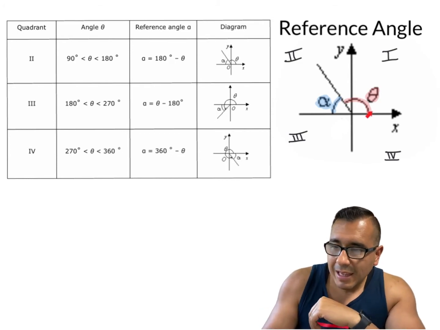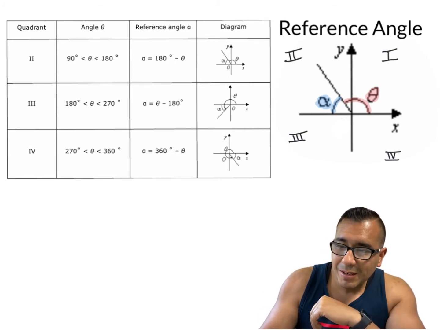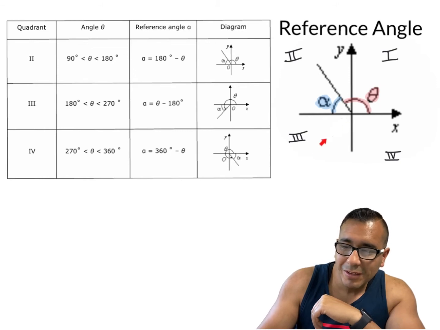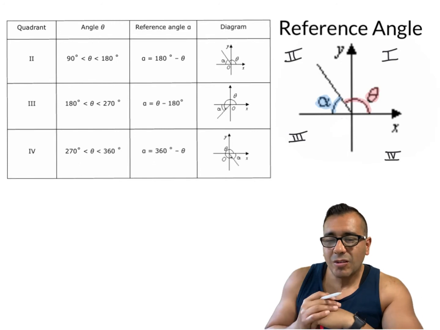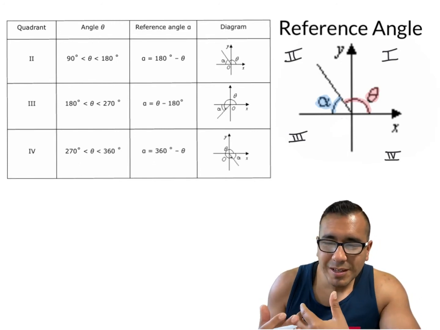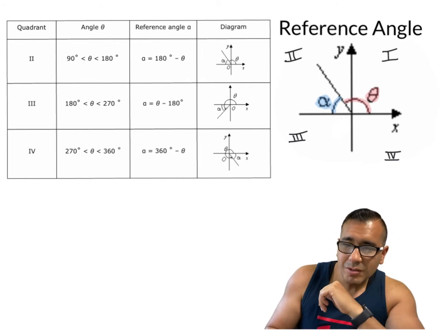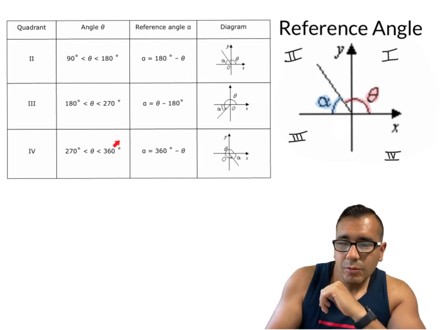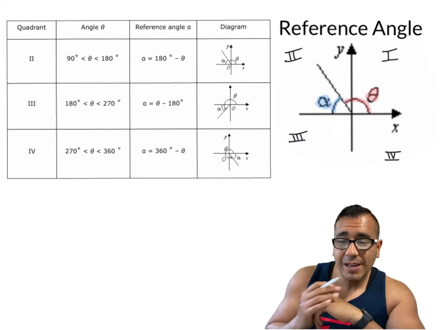Let's say they gave you an angle and you ended up over here. The reference angle would be this little piece right here, if the terminal side was right here. I'll draw some pictures for you so that this makes more sense. And I'm going to use this table here to calculate reference angles.